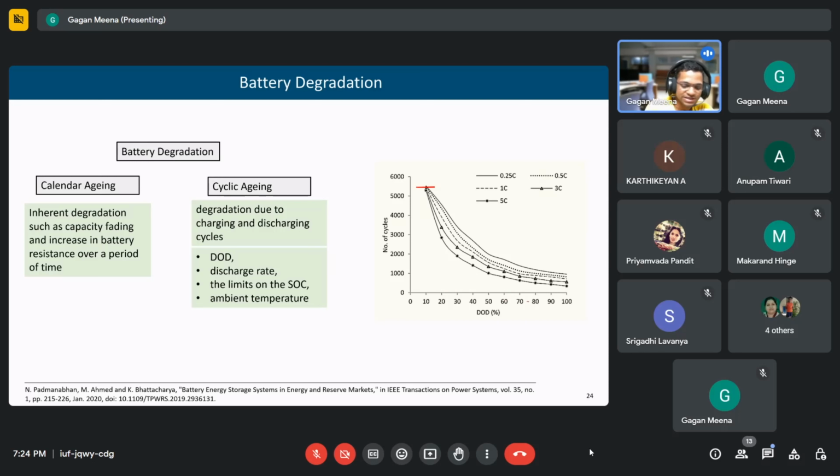Similarly, as the depth of discharge increases, every time we are discharging the battery to 100%, then the life will be only this much. Its actual life is around 5,500 cycles. But if we are fully discharging the battery every time, then the life will be only around 500 cycles. So it depends on depth of discharge. The more the depth of discharge, the more the degradation of the battery. Similarly, the higher the charging and discharging rate, the higher the degradation. So it's a function of both depth of discharge and the charging and discharging rates.